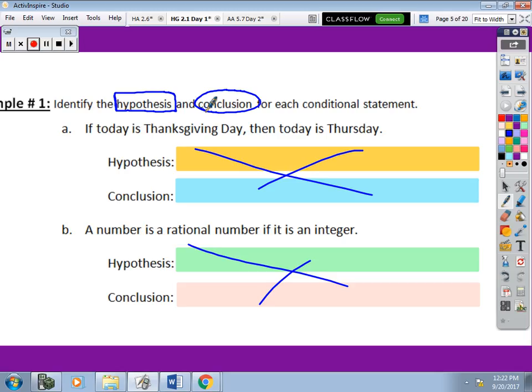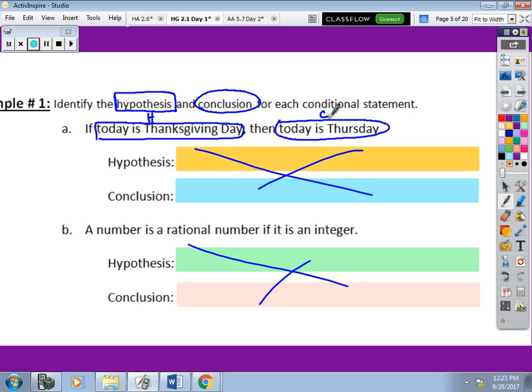It says, if today is Thanksgiving Day, then today is Thursday. So what is the hypothesis? Yes. You don't want to include the if, actually. So it would just be that today is Thanksgiving Day is your hypothesis. And our conclusion then would be, Abby? Today is Thursday, so we'll circle that, and I'll put C. What we were going to do is write that out, but just to save us time.